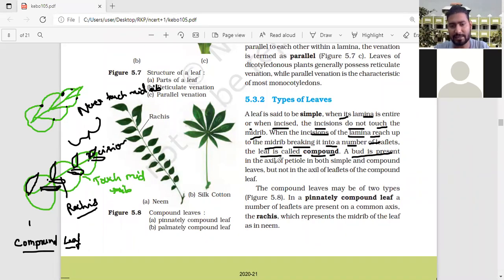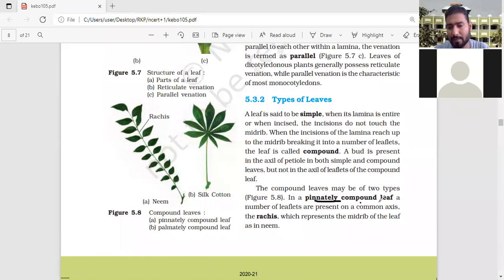A bud is present in the axil of the petiole in both simple and compound leaves, but not in the axil of leaflets of the compound leaf. The compound leaves may be of two types. I already told you the compound leaf may be of two types: one is the pinnately compound leaf, another is the palmately compound leaf.